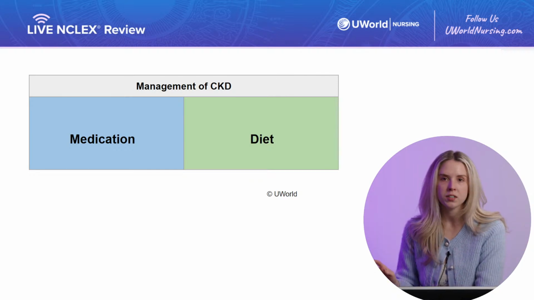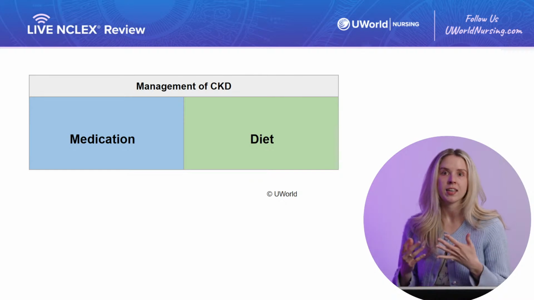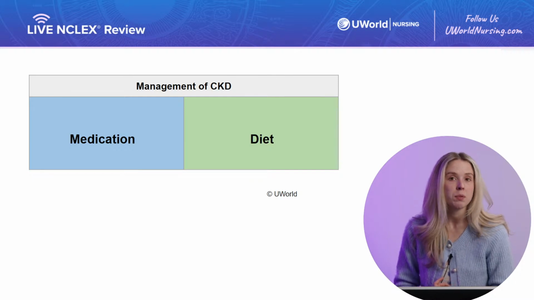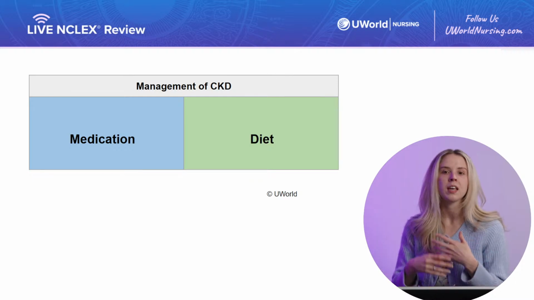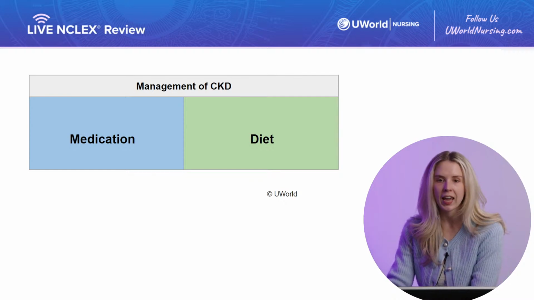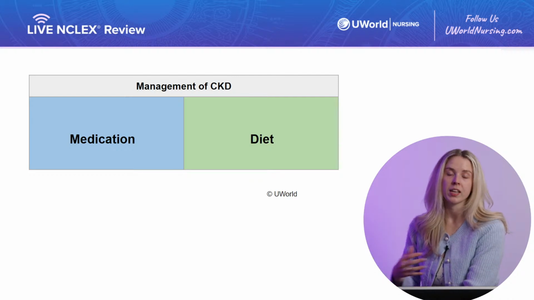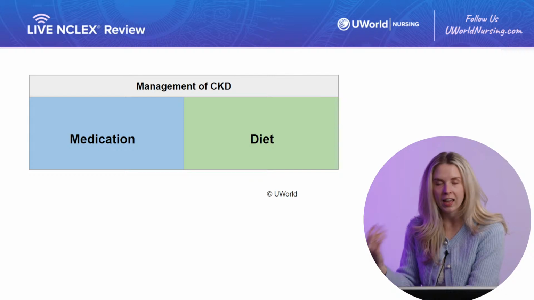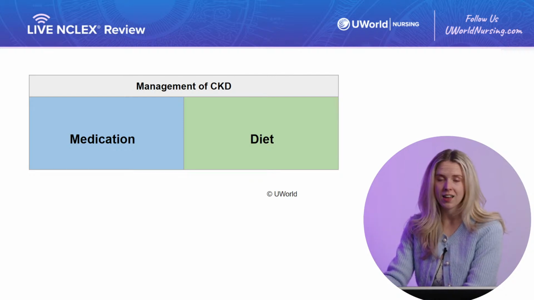So important to note a couple of things here. These clients need to be on a low potassium diet because again, we have a proclivity for hyperkalemia, which means they need to avoid high potassium foods like bananas, oranges, orange juice, apples, and leafy greens like spinach and kale. We also want them to avoid phosphorus because they have a proclivity for hyperphosphatemia, so avoiding things like nuts, berries, and again, those green leafy vegetables. This diet works out well for anyone that does not like salads.